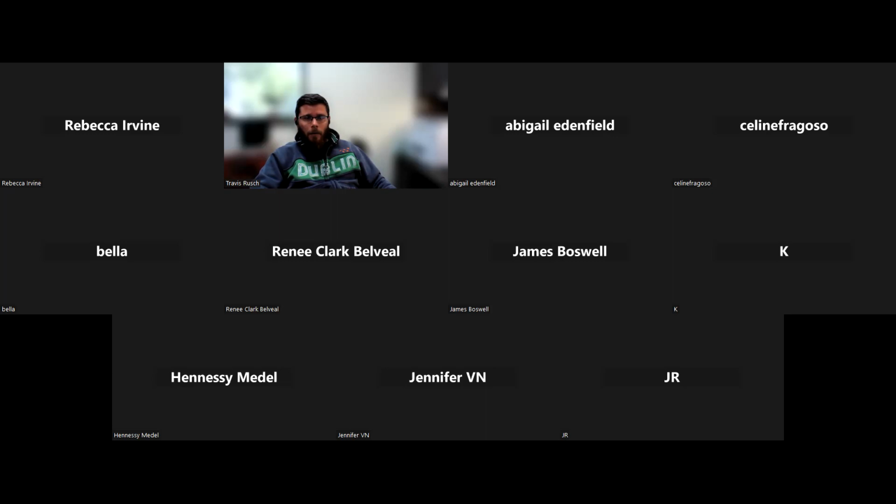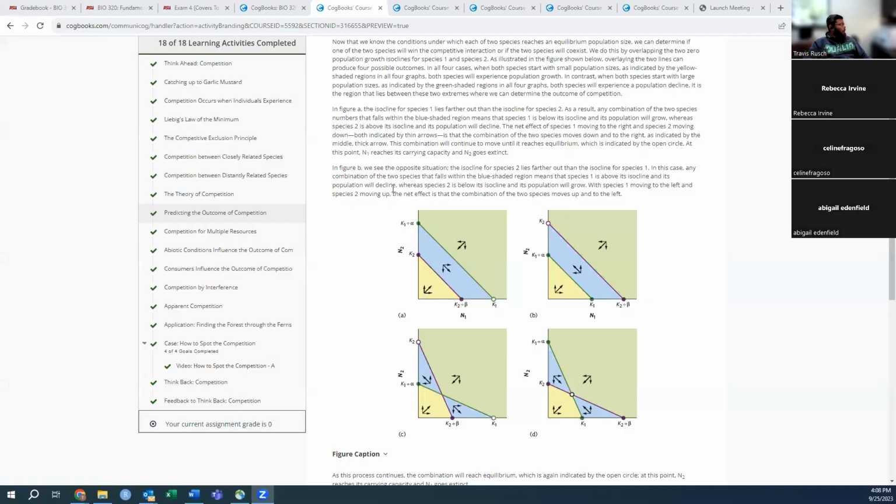So I'm going to share one of my screens. So this is some of the graphical models that Cogbooks went over. Everybody can see the four plots right here, right? Yes. Okay, so understanding which direction the populations are going to go. We have N1 and N2, that's population one and population two. We have four plots here showing four possible outcomes of species interaction, or specifically species competition.